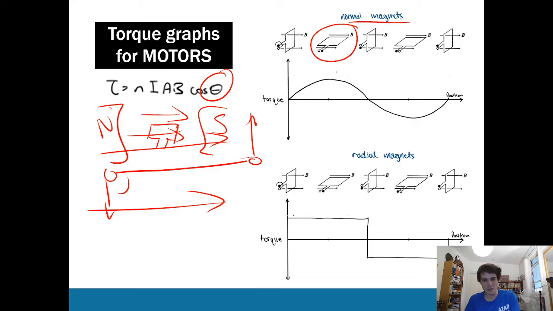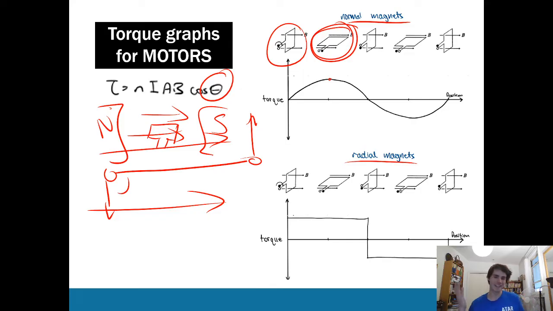In this case, your torque starts off at zero if you've got a position like this, basically because the forces are going to be parallel to your coil at this point. Whereas your torque reaches a maximum when your coil hits this point over here, and so on and so forth. It repeats like this.